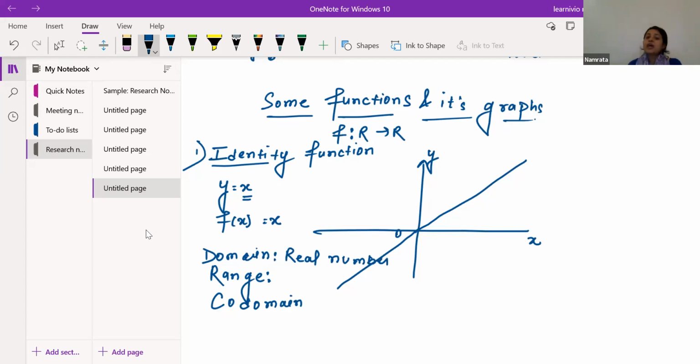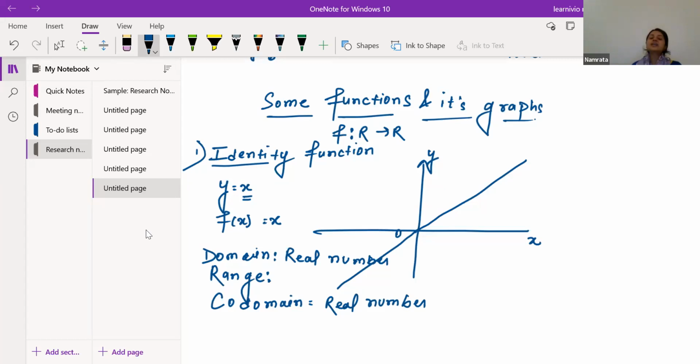What will be the codomain and range? Since the function is from R to R, the codomain will also be real numbers. And what will be the range? Range means output. Just before this we did a question where the output was only even numbers. So here, if y is equal to x, what will be the output? Whatever you take, that will be the output, right?